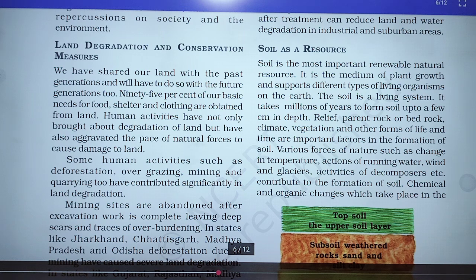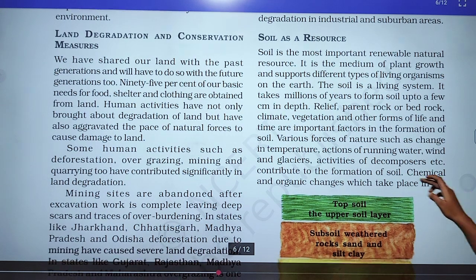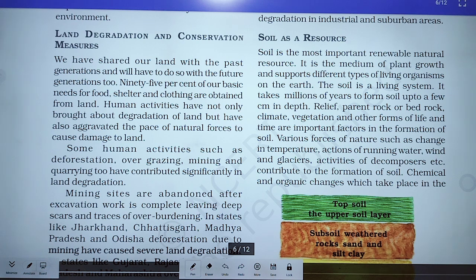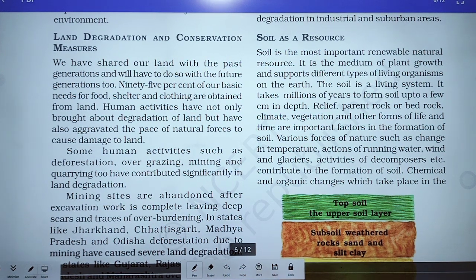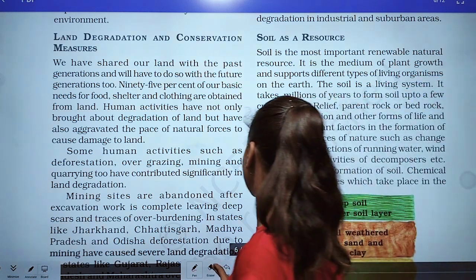Formation of soil. Various forces of nature such as changes in temperature, action of running water, wind and glaciers, and activities of decomposers contribute to the formation of soil.